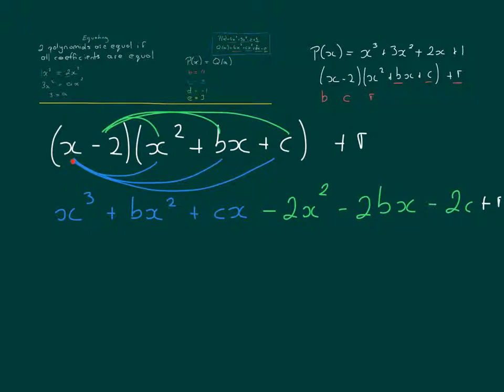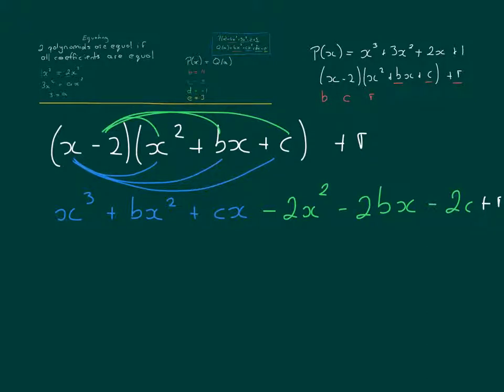So you can see here that the blue lines give me a multiplication. X times x squared gives me x cubed, x times bx gives me bx squared, x times c gives me cx. The same for the green. Minus 2x squared is over here, minus 2bx is there, and minus 2c is there. The plus r wasn't multiplied by anything, so it just gets tacked on the end.